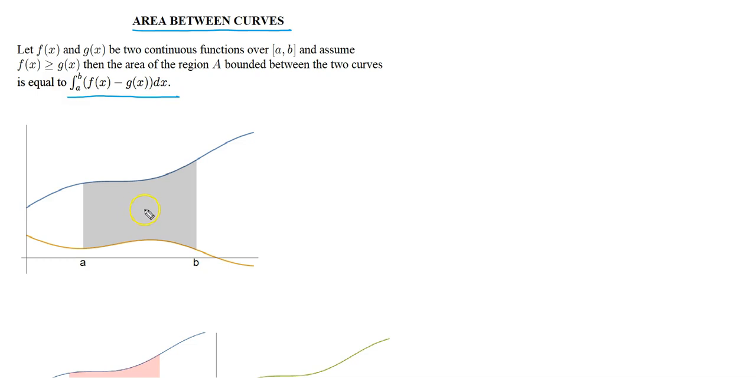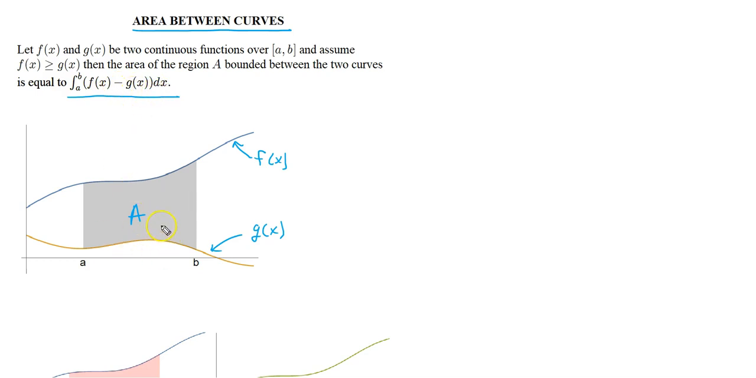So down here we have a graphic of this. If this is the function f, the upper curve, and the lower curve here is the function g of x, then we're saying that the area of the shaded region in between f and g, so this area right here, A, is equal to the definite integral of f of x minus g of x.